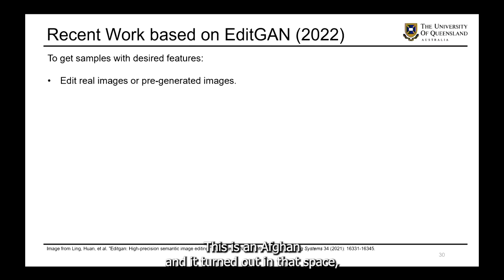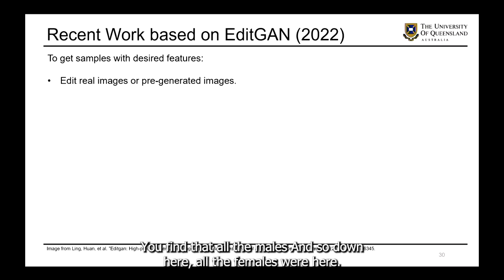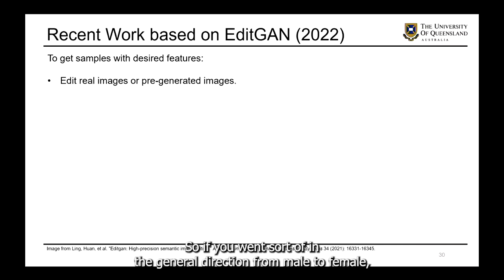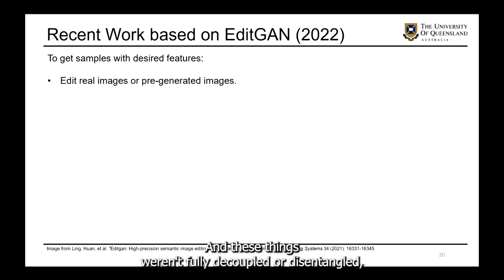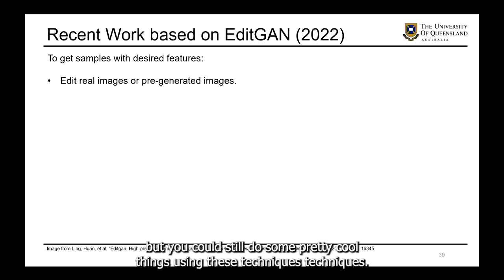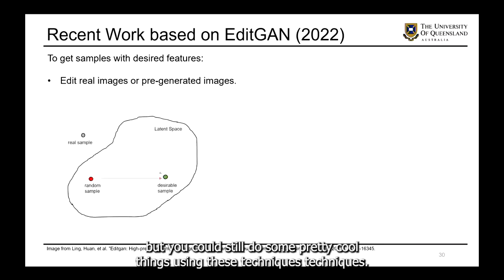This is EditGAN. It turned out that in that space, if you went in certain directions in the latent space, you could do things like go from male to female. You'd find that all the males were sort of down here, all the females were here. So if you went in the general direction from male to female, you could preserve identity but change the gender. Okay? You could also do things like, here's people with glasses, here's no glasses. And if you went in the direction of the glasses, you could actually add glasses to a person. These things weren't fully decoupled or disentangled, but you could still do some pretty cool things using these techniques.